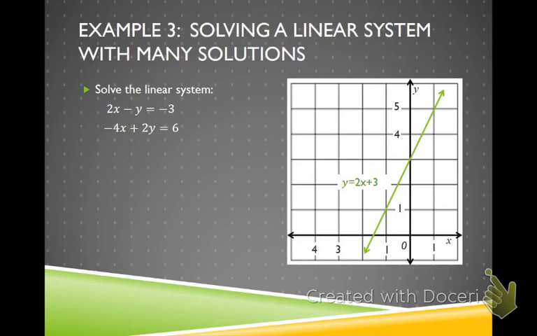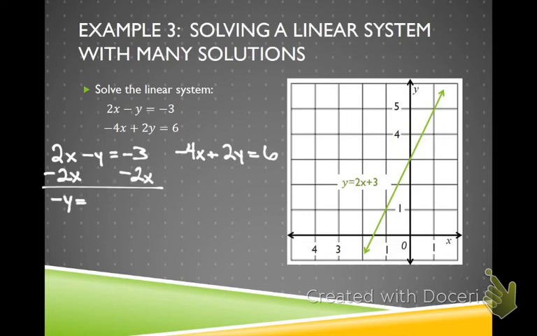Okay, let me actually go over and start a fresh screen. Okay, infinitely many solutions. So on the first one, we have 2x minus y equals -3. On the second one, we have -4x plus 2y equals 6. All right, so on both of them, we have to solve for y. Did you subtract 2x first? Okay, so negative y equals -2x minus 3.